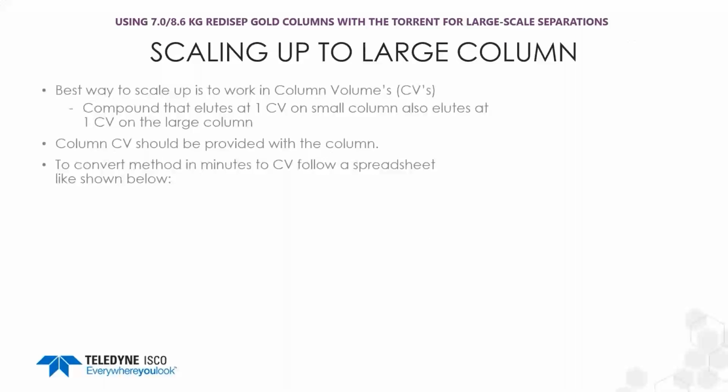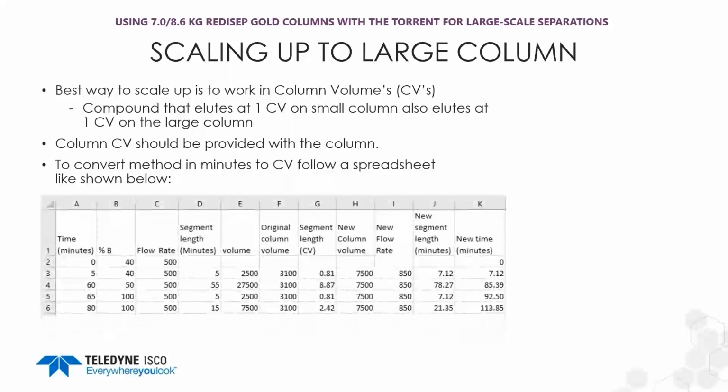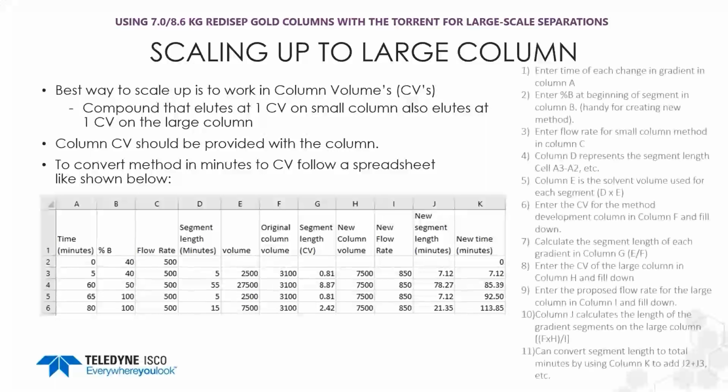So how do we scale up to the large column? The best way to scale up is really to work in column volumes, and the reason for this is that the compound that elutes at 1 CV on a small column is also going to elute at 1 CV on the large column. It's a linear relationship there. So the column CVs should be provided with the column. However, a lot of methods are found in minutes versus CVs, and in this case, you would then need to convert the segments in minutes to column volumes, and you can follow a spreadsheet like shown below here.